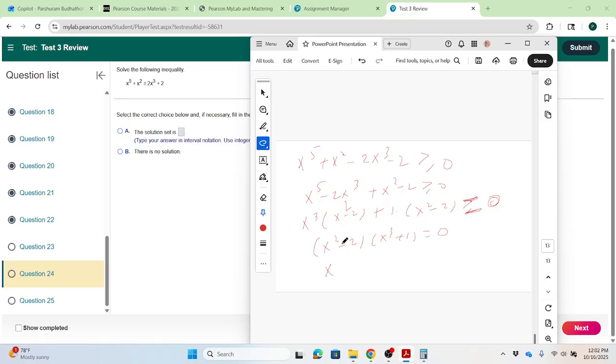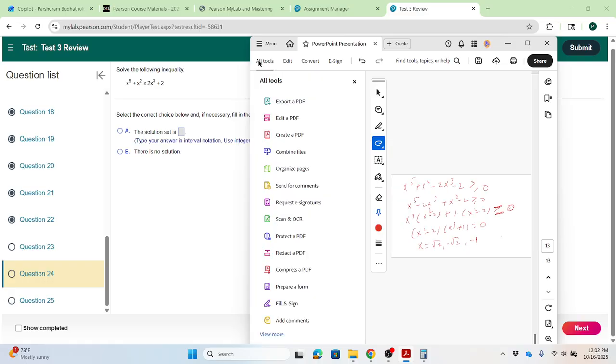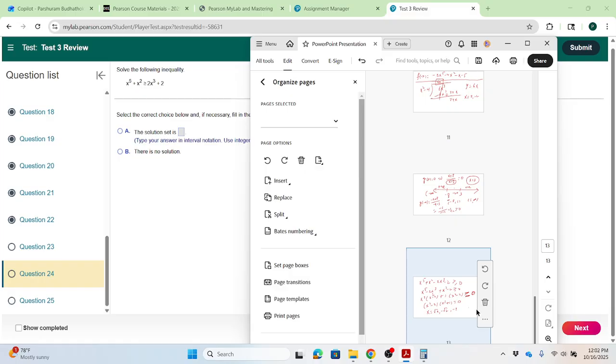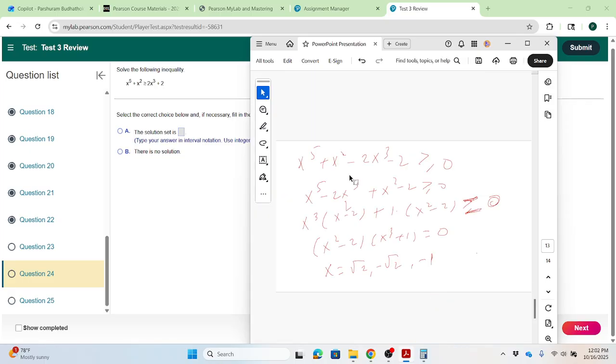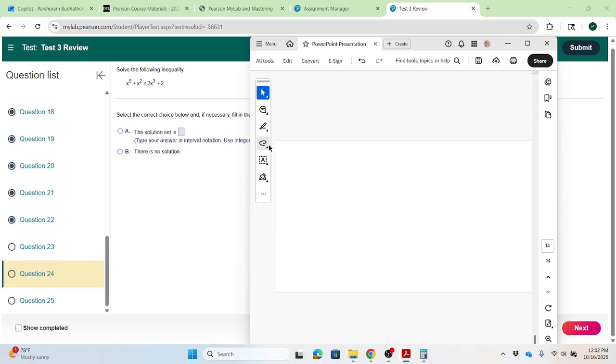And if you try to solve it from here, x equals the square root of 2 and negative square root of 2 are the two solutions. From here, negative 1 is the only one solution. So these are the critical points, these are the zeros for this function. And we would like to find out where this function is positive. Here, negative square root of 2, negative 1, and positive square root of 2. These are the 3 points. So we would like to check what happens to the left side and here.